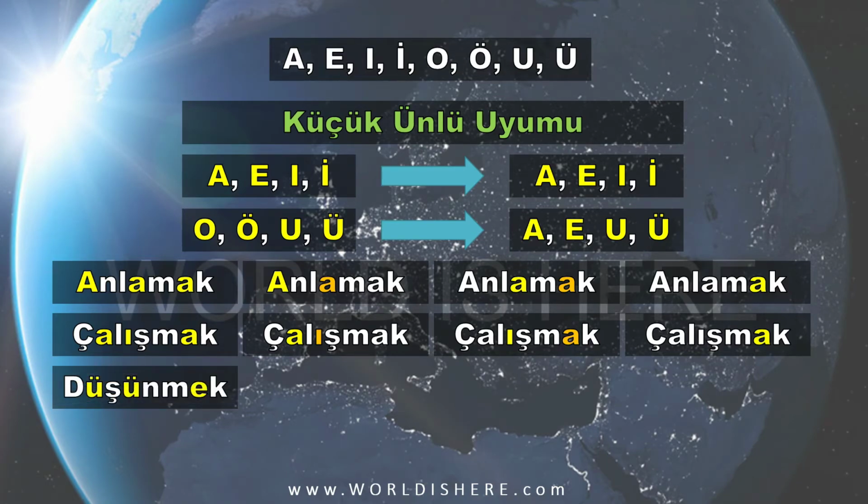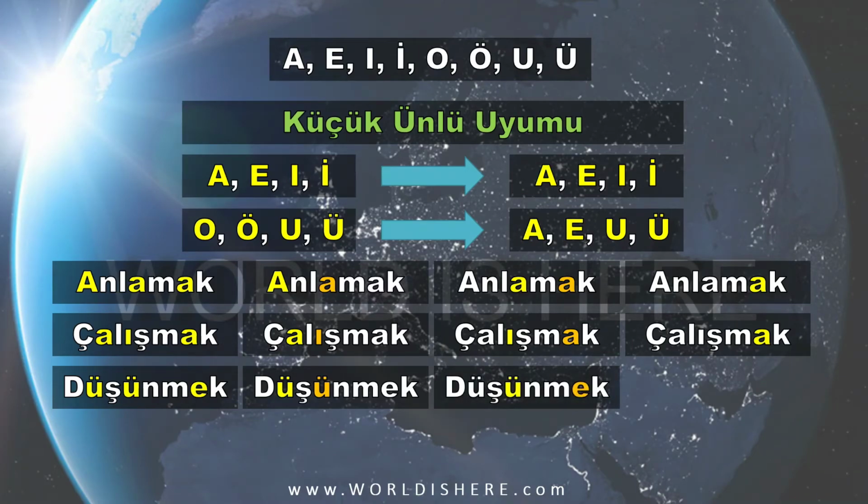Düşünmek, düşünmek. Ü. After ü, we have to have a, e, ü. And yes, we have ü. Okay, now, again we have ü. After ü, we are gonna have a, e, ü, right? So, let's check. And yes, we have e. The rule is working.